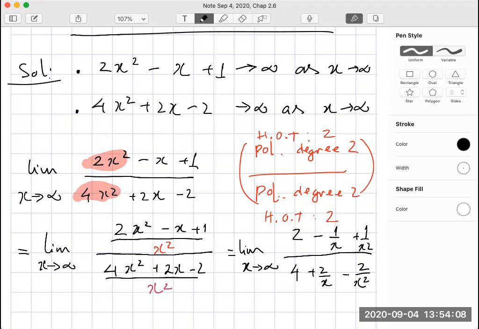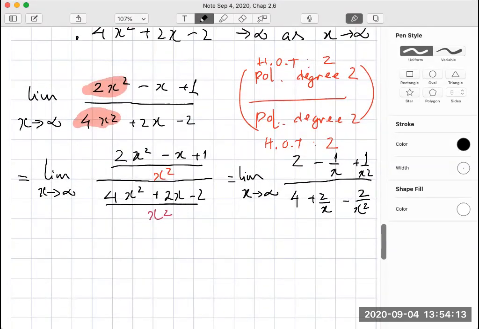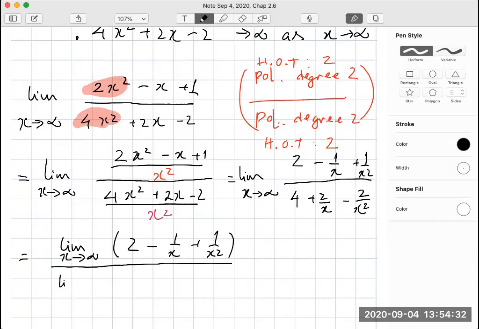Clear, right? The fraction, just break it out. And now, the properties of limit. The limit of a fraction will be the fraction of limits. So here will be the limit when x approaches infinity of 2 minus 1 over x plus 1 over x squared, divided by the limit when x approaches infinity of 4 plus 2 over x minus 2 over x squared, right?